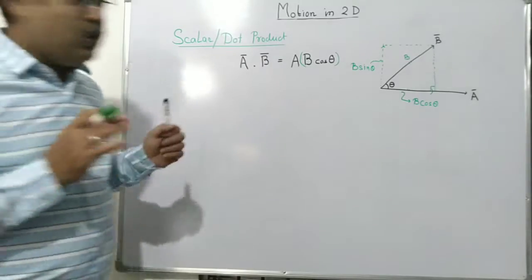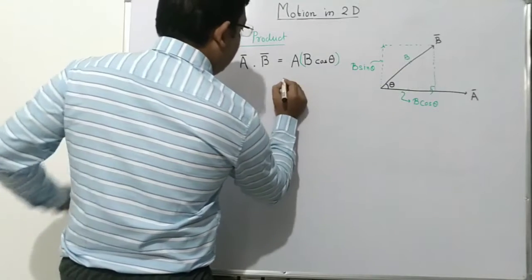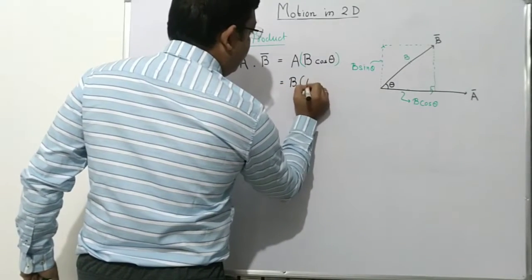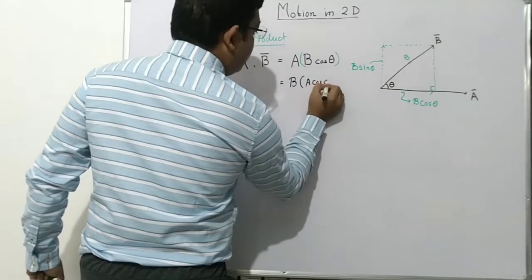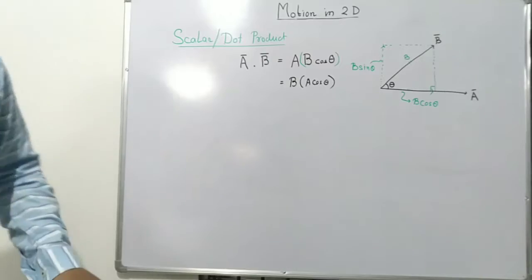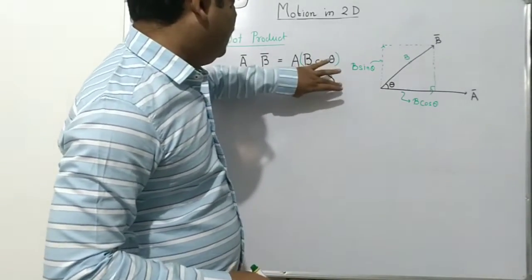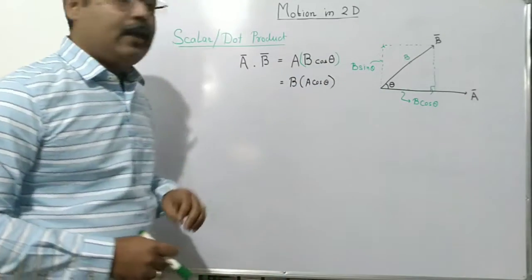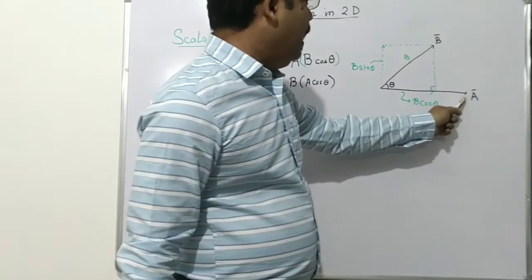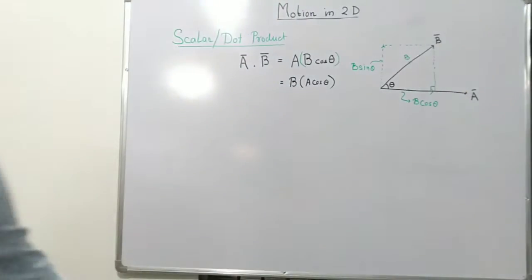Now we can also do one thing. We can rewrite this equation as, since these are scalars here, B into A cos theta, which in other words means the length of B multiplied by A cos theta. Now how do we find A cos theta? To do that, we will have to resolve vector A along B and perpendicular to B. How do we achieve that?